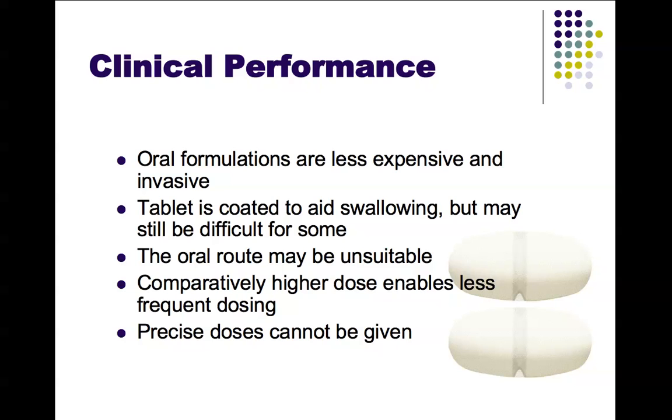Amoxicillin tablets have a higher dose than capsules, and this enables them to be given less frequently, just twice a day, and this can help with patient adherence. Now, the problem with tablets is we can't give more precise doses than really 1 or half a tablet at a time, and when we need to give doses to children of amoxicillin, we calculate the dose based on their weight, so we really can't give them tablets.